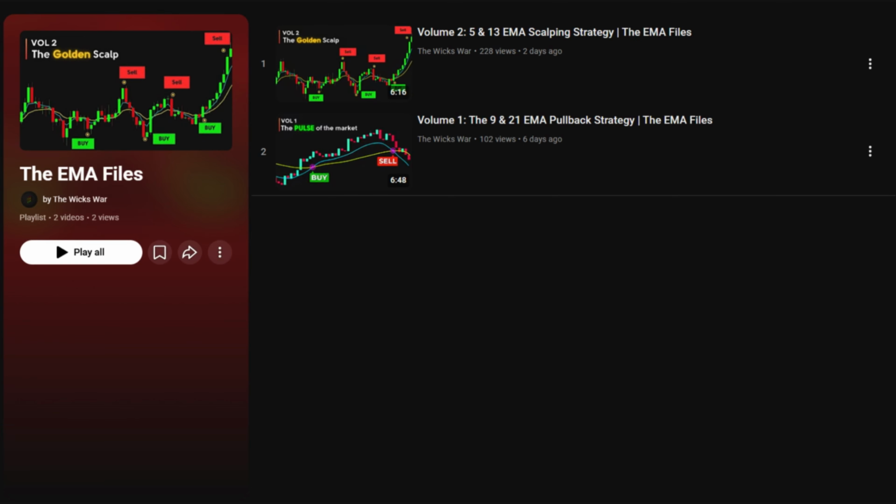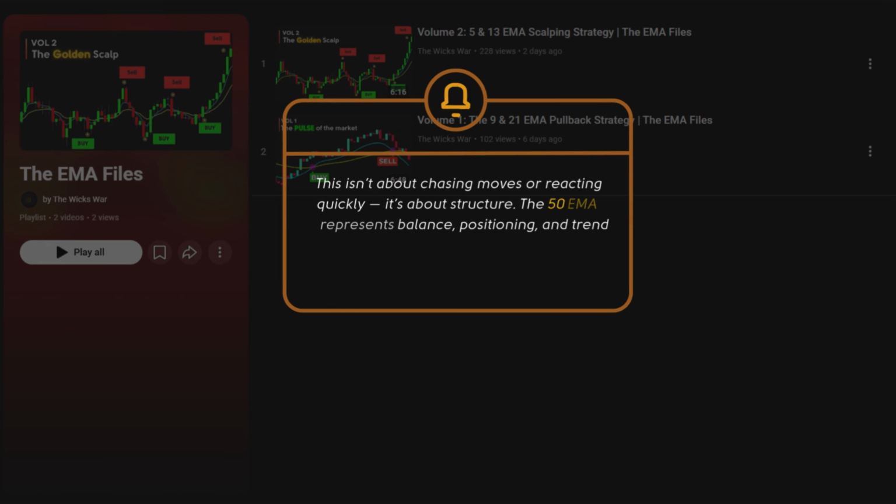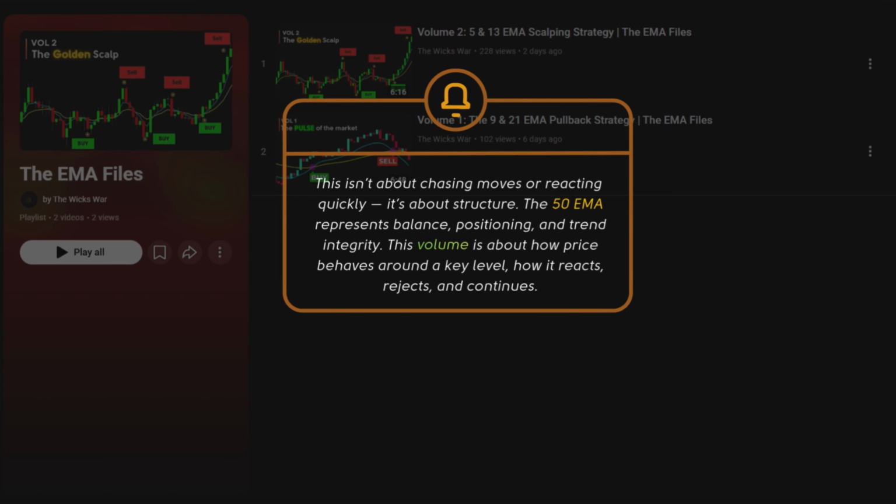In Volume 1, we focused on riding trends using the 9 and 21 EMA, learning how to stay in moves once momentum is established. In Volume 2, we shifted gears and attacked speed, breaking down the 5 and 13 EMA Golden Scalp to capture fast momentum bursts in high volatility sessions. But Volume 3 is different. This isn't about chasing moves or reacting quickly.